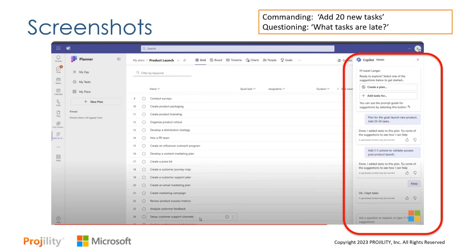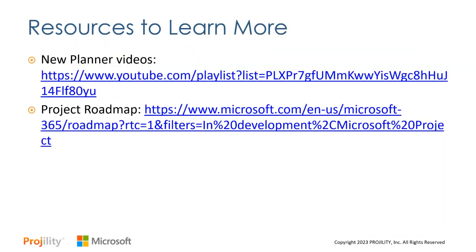So again, commanding, add 20 new tasks, question and answer, what tasks are late. And hopefully this gave you some examples of what's coming on the Project for the Web suite and the Planner suite as well.